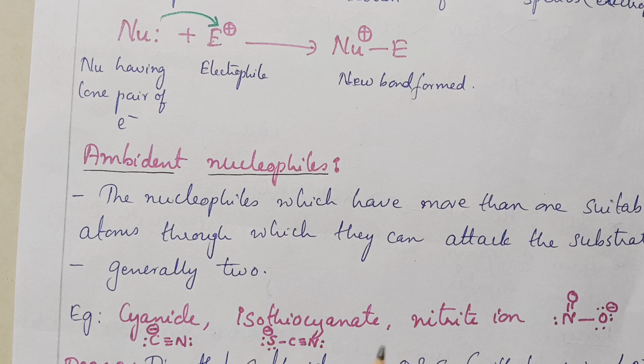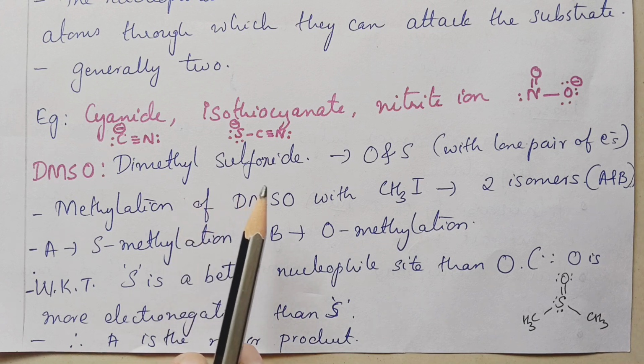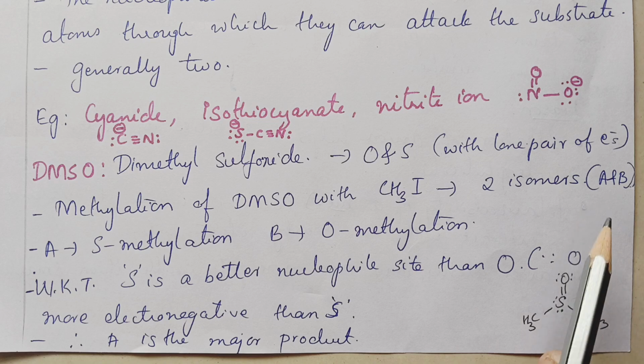Then we have isothiocyanate, that is SCN minus. Here also sulfur and nitrogen. Then we have nitrite ion, NO2 minus. Nitrite ion can attack either through nitrogen atom or through oxygen. There is one more example for ambident nucleophile, that is DMSO. Here is the structure, dimethyl sulfoxide. From the formula itself you can name it, dimethyl sulfoxide. So dimethyl sulfoxide has oxygen and sulfur both with lone pair of electrons. And if you try to methylate this DMSO, that means if you try to add methyl group to this compound with methyl iodide, you will get two isomers A and B.